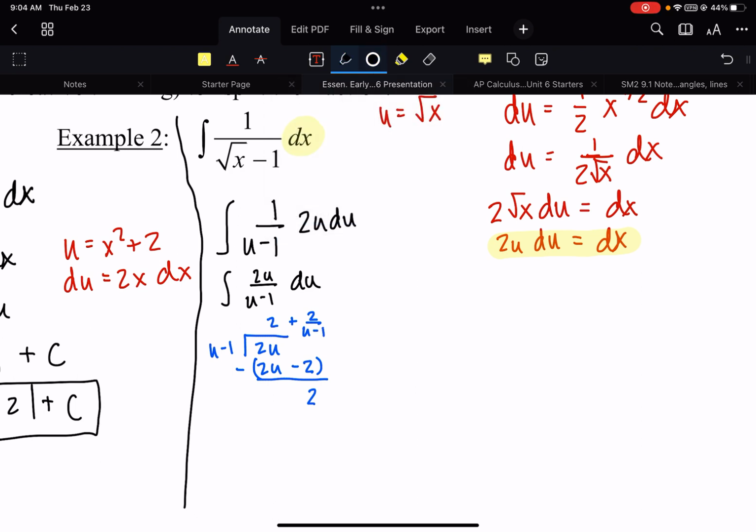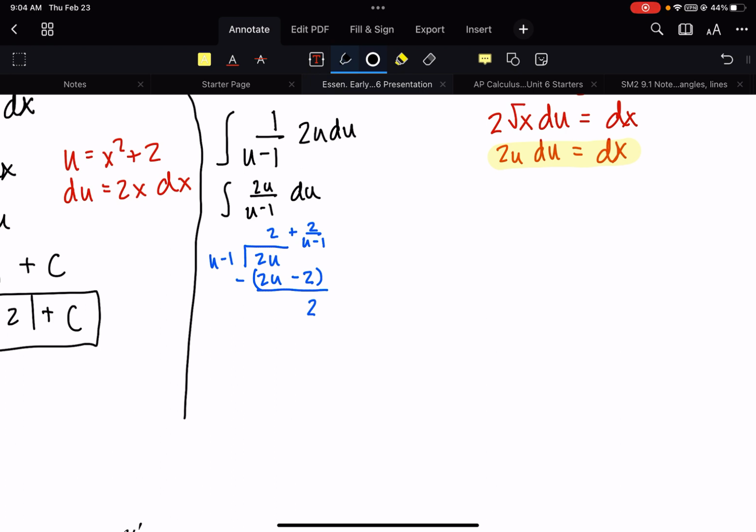And now I'm ready to rewrite my integral. It's going to be a lot simpler. It's going to be the integral of 2 plus 2 over u minus 1 du. So I'm just taking the answer to my long division problem and replacing the integrand with that. And then I'm going to split this integral up so that I can deal with it as 2 separate things. Mostly because my second one is going to require a u sub, but I'm already in u, so I'll just do a double u sub.